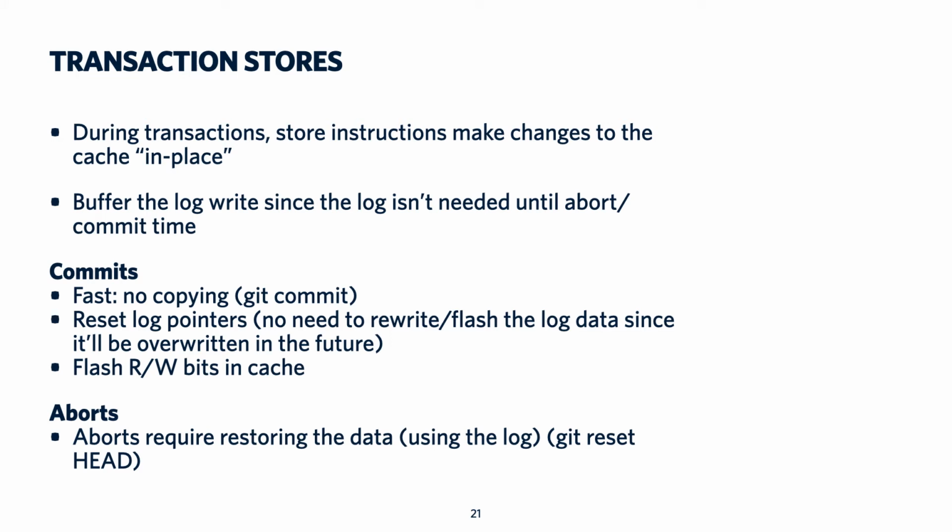So what does this give us? This gives us really fast commits, because once we finish, there's no need to copy. It's like git commit. All we have to do, some of the housekeeping, is just to reset the log pointers. And we don't even need to overwrite the data. So that's just resetting the registers, and also flash-clearing the read and write bits to 0. Now abort requires restoring the data, which takes a little bit more time. Okay, so that's a lot of rules and how this behaves.